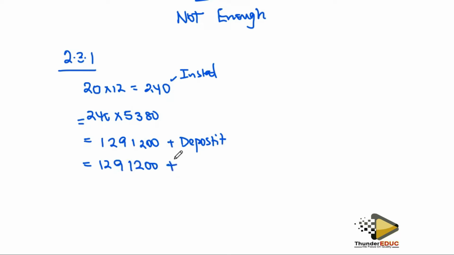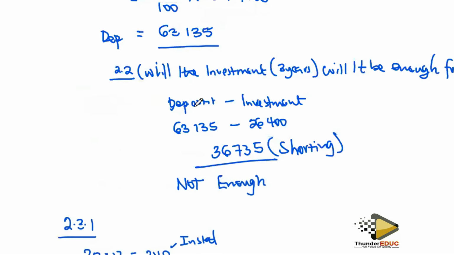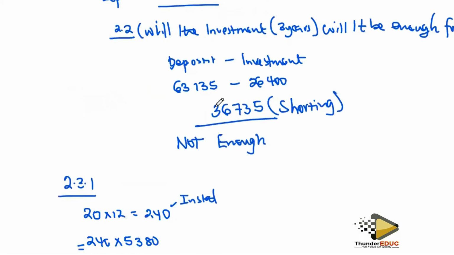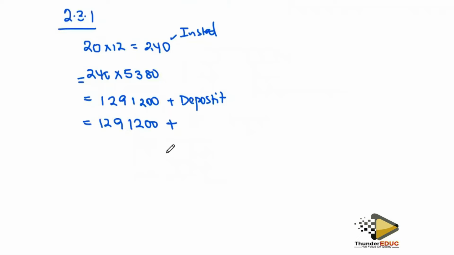129,1,200 plus the deposit. A flashback. Our deposit is up here. This one here, 63,135. We write it here, 63,135. We add it on. Indeed, we come up with the answer.